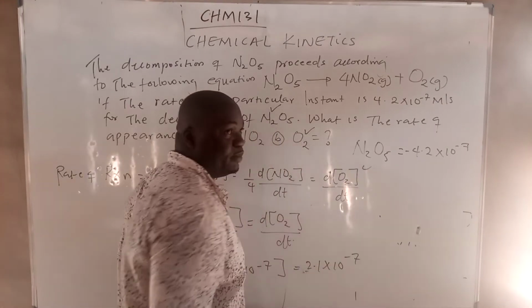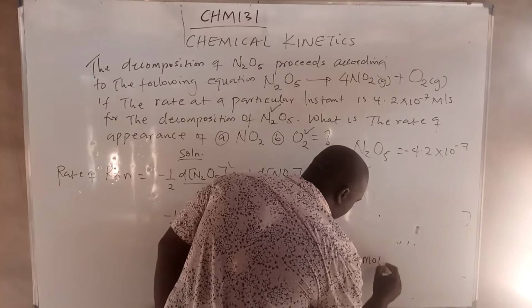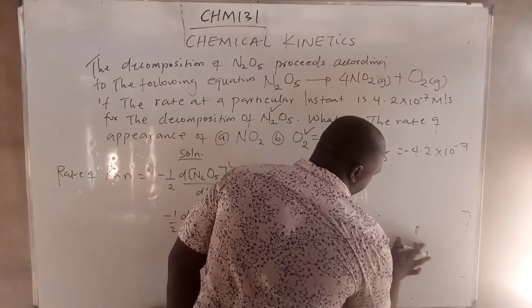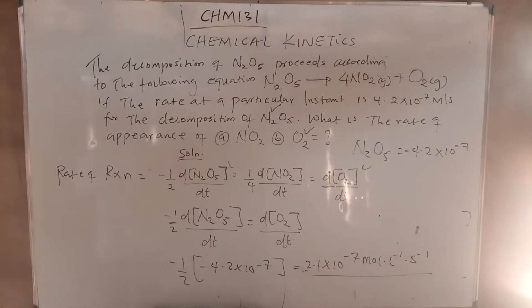Let me confuse some people that have not been following my channel. The SI unit now is mole dot L minus 1 dot S minus 1. That is the answer. If you have not been following this series, you will now say, this is molarity per second, and I'm now writing mole dot L minus 1 dot S minus 1. Don't worry. Follow my channel, the answers to all these things are there.